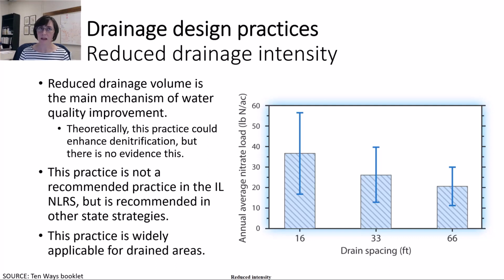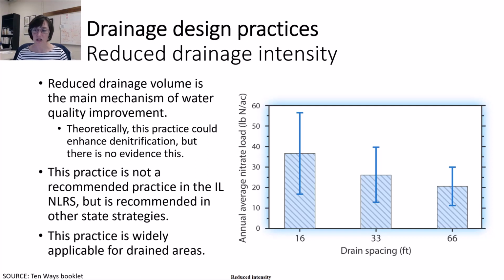That seems like something that could be possible, but in terms of empirical evidence where we've actually observed shallow drainage resulting in lower nitrate concentrations, we don't typically observe that. So theoretically that should happen, but in general, the main way that the practice of reduced drainage intensity works to improve water quality is that it reduces drainage volume, not because it changes nitrate concentrations.